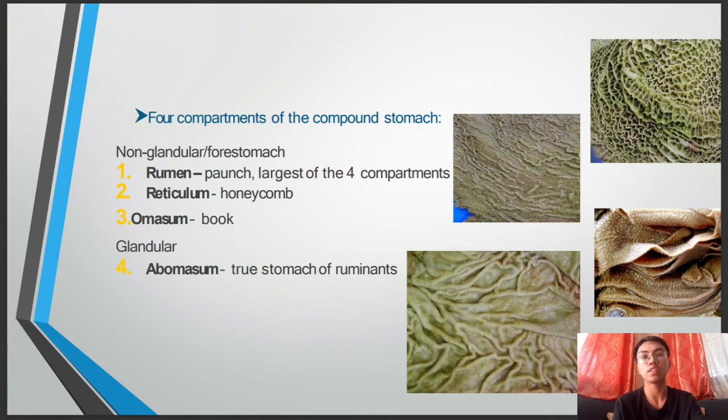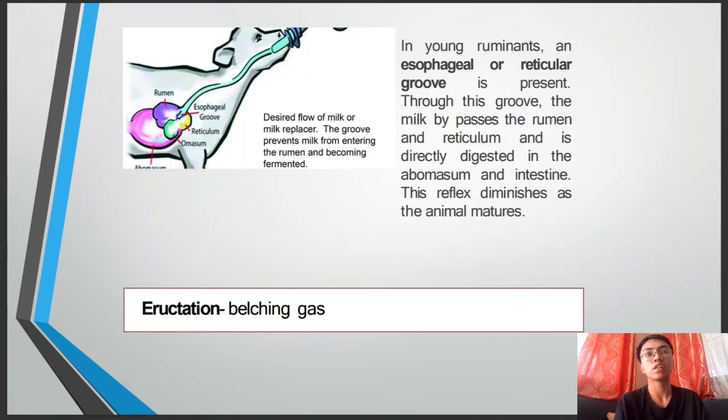So next slide is, in young ruminants, an esophageal or reticular groove is present. Through this groove, the milk bypasses the rumen and reticulum, and it is directly digested in the abomasum and intestine. This reflex diminishes as the animal matures.